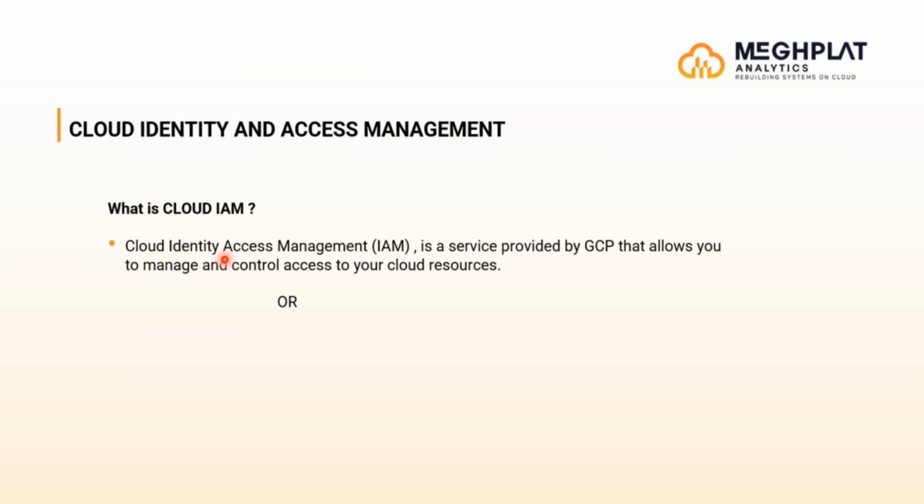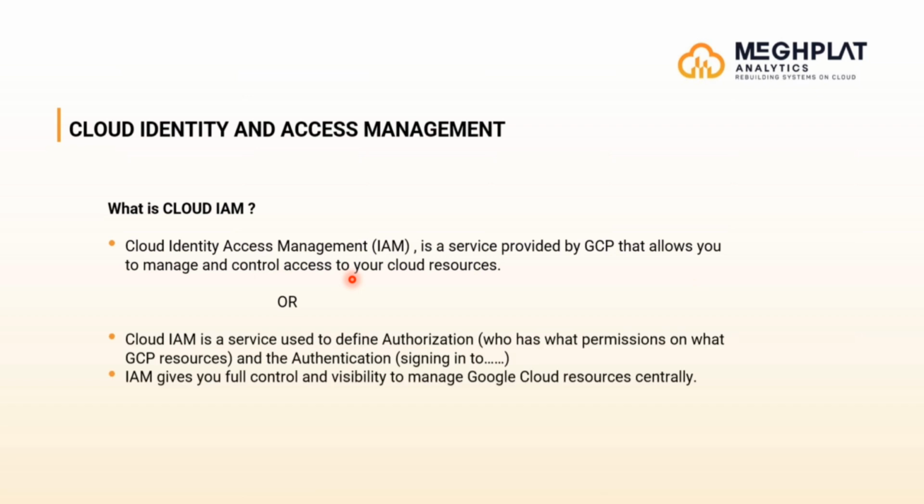Cloud Identity Access Management is a service provided by GCP that allows you to manage and control access to your cloud resources. Or we can say that Cloud IAM is a service used to define authorization, who has what permissions on what GCP resources, and the authentication, that is signing in. This IAM gives you full control and visibility to manage Google Cloud resources centrally.